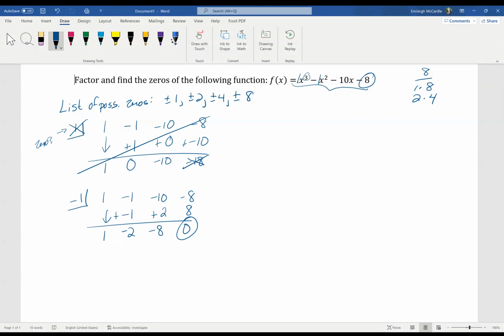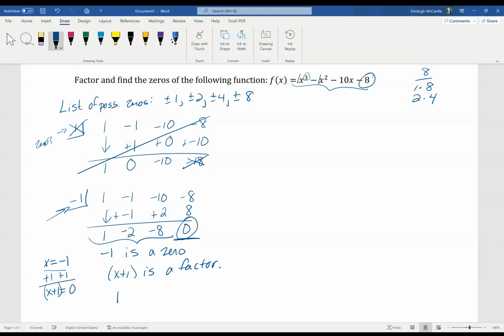So what do we know from this? We know that because our remainder is 0, the number in the box is an actual zero. So -1 is a zero of this function. If -1 is a zero, that is telling you what the x value is. If you want to find the factor, you're going to set this equation equal to 0. So we're just moving the 1 over, and we get x plus 1 equals 0, and x plus 1 is a factor.